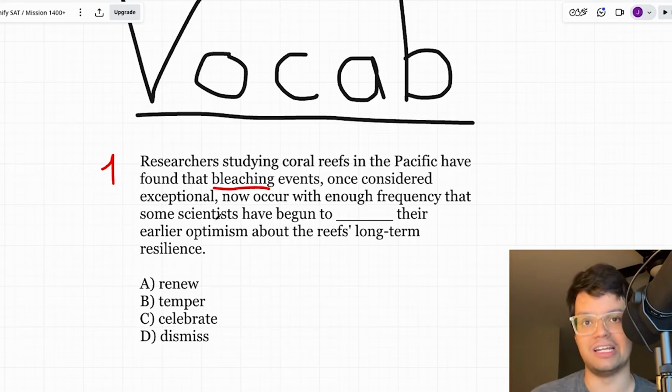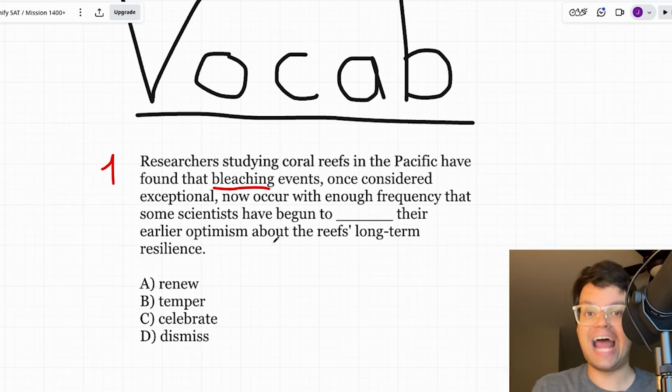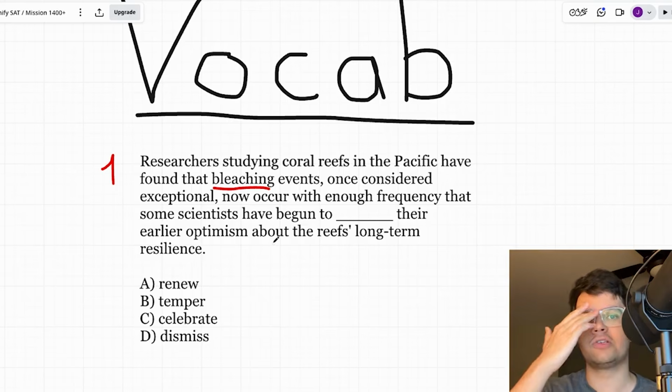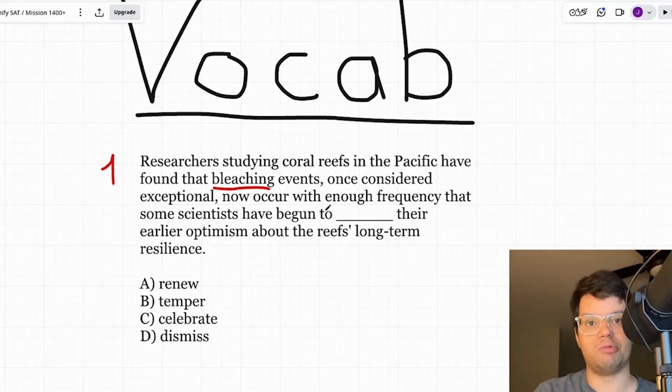And so for that reason, let me read the rest of it: they've begun to blank their earlier optimism about the reef's long-term resilience. Okay, so I would assume they used to feel really, really confident. They used to think, okay, this never happened, so the reefs must be awesome. And now they're realizing it's actually happening all the time, so we're probably screwed. The reefs are probably going to get absolutely destroyed in a few years. So I would assume they're beginning to decrease, to lower their optimism essentially.